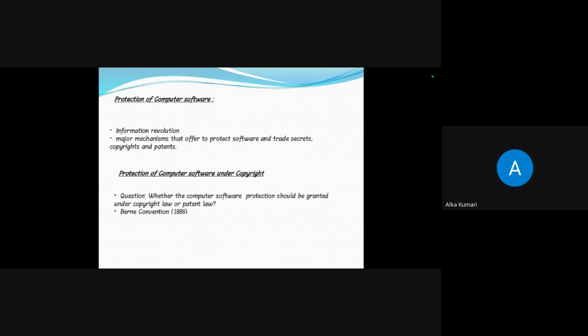But the major issue here is that the distinction between patent protection and copyright is vital in software inventions. On what basis should the protection of computer software be given, based on copyright or based on patent? There are a lot of discussions. Some countries favored one, some countries favored the other. So some international dialogues were also held. Now, protection of computer software under copyright.